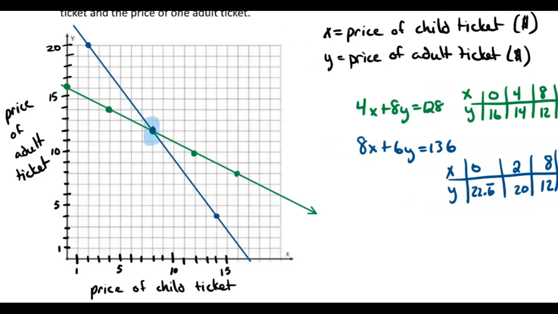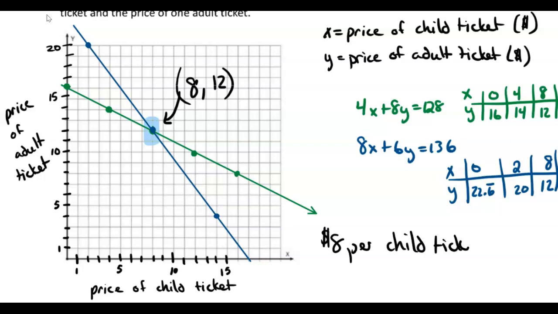Okay, so here are the two lines graphed. Notice I labeled the axes also. So where they intersect, this is at, let's see here, 8 and 12. So (8, 12). What that means is the child ticket costs $8 and an adult ticket costs $12. And that's your solution.